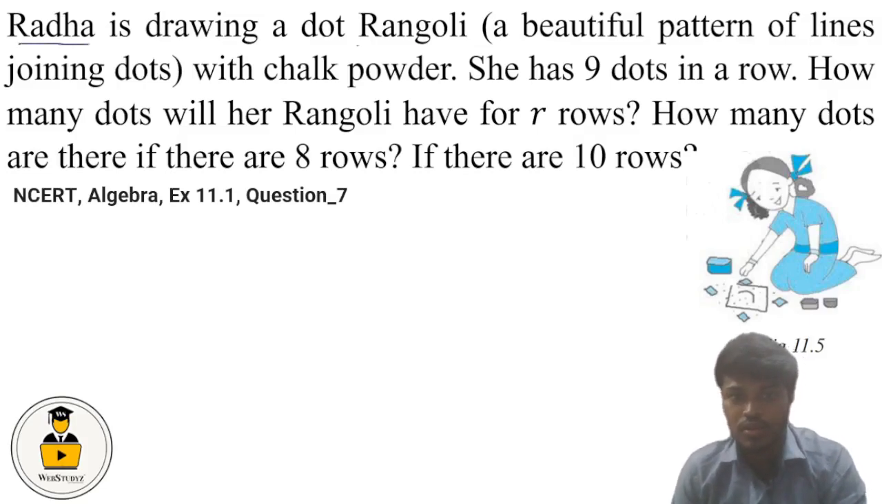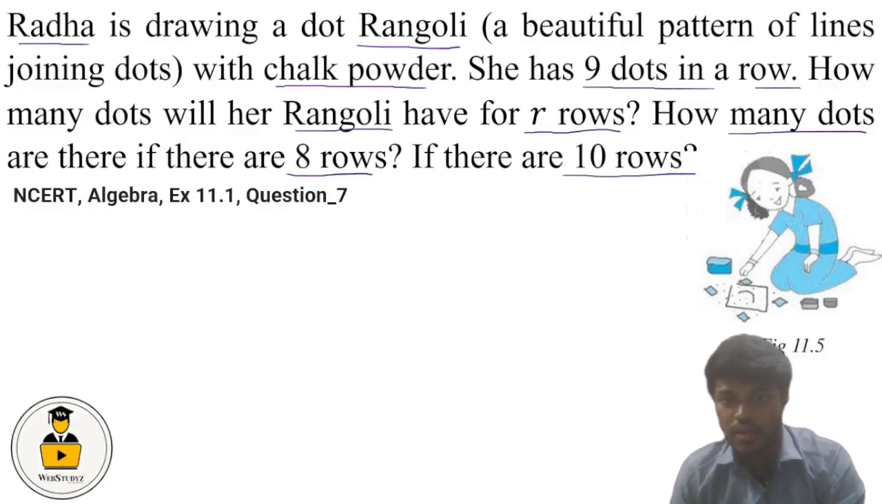Radha is drawing a dot rangoli, a beautiful pattern of lines joining dots with chalk powder. She has 9 dots in a row. How many dots will her rangoli have for r rows? How many dots are there if there are 8 rows and if there are 10 rows?